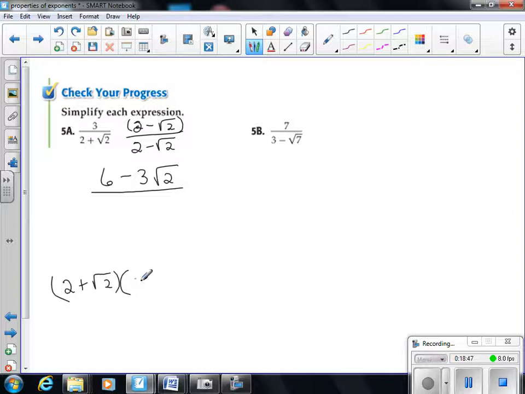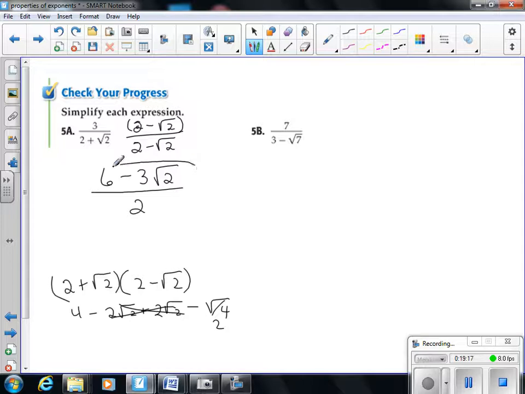You FOIL it, 2 minus the square root of 2. I get 4 minus 2 times the square root of 2 plus 2 times the square root of 2 minus the square root of 4. Okay, just know that those two cancel out and that you always just multiply your last two terms and you'll get the hang of it. Okay, so I have 4 minus 2, which is 2. Okay, so my final answer is 6 minus 3 times the square root of 2 all over 2. All right, you try this last one here. When you think you have the right answer, raise your hand and I'll come check you.